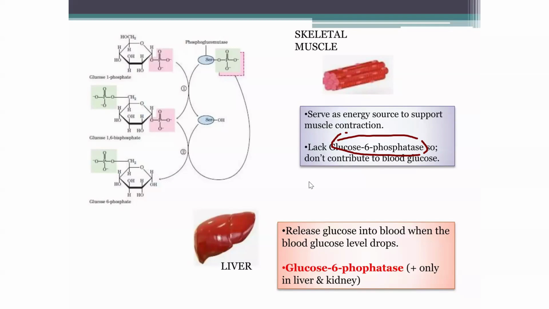And then the next thing is the glucose 6 phosphatase in the liver. It releases glucose into the blood when the blood glucose level drops. This is due to the presence of the enzyme glucose 6 phosphatase in the liver. Because we have this enzyme in the liver, this is happening. This enzyme is only present in the liver.